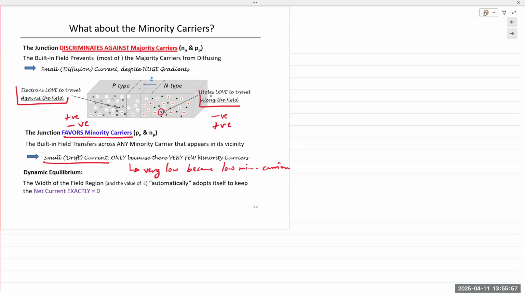Yes, that's what it is. That's not just silicon, all diodes. All semiconductor diodes, this phenomenon occurs.